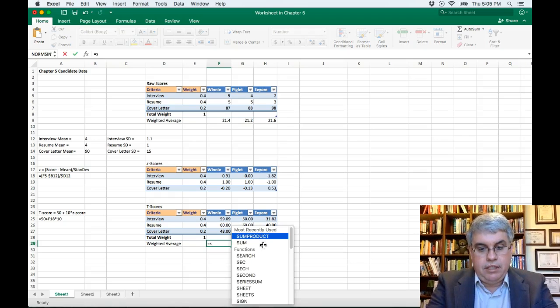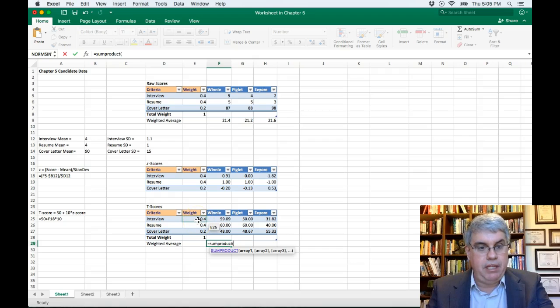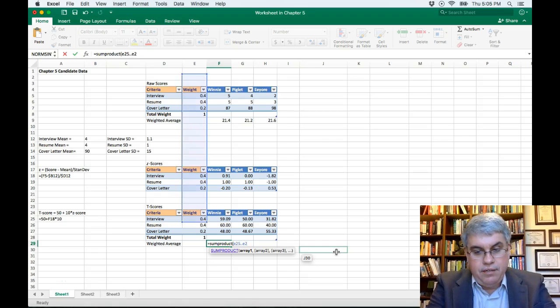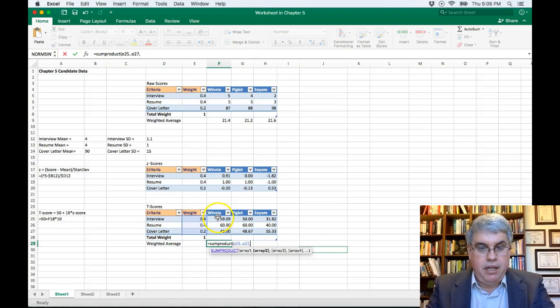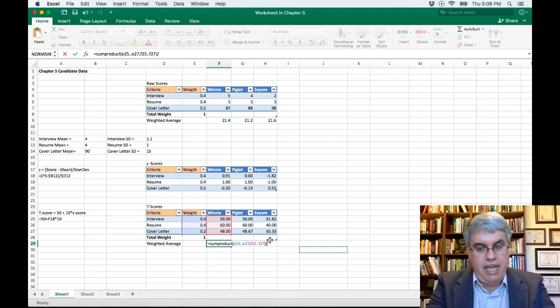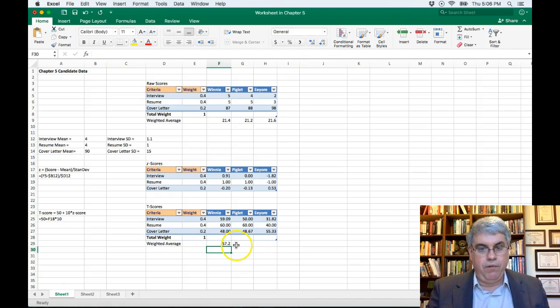And so I'm going to use the equation equals sum product. And I'm going to do open parentheses. Now this first array is going to be E25 dot dot E27. And then I'm going to do the second array. If you don't remember the video on weighted averages, be sure to see it so that you can understand what I'm doing here with the sum product. And so we're going to use F25 dot dot F27, comma, and then divide by E28, which is 1. I'll just put divide by 1. That's not going to change. And we get a score of 57.2 for Winnie.